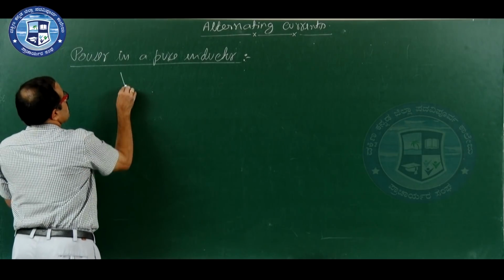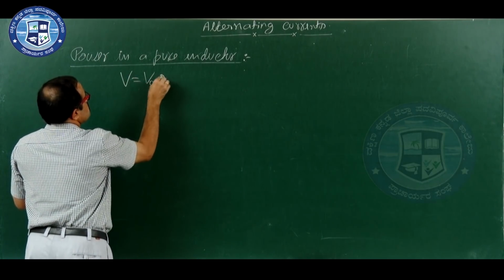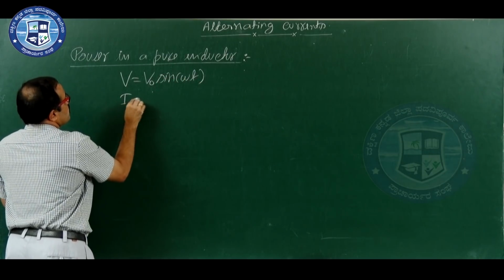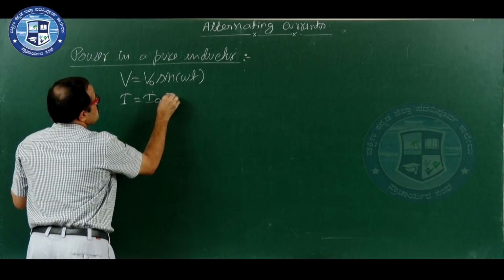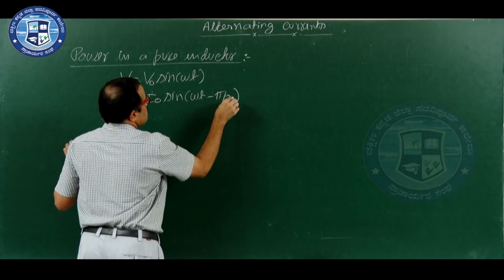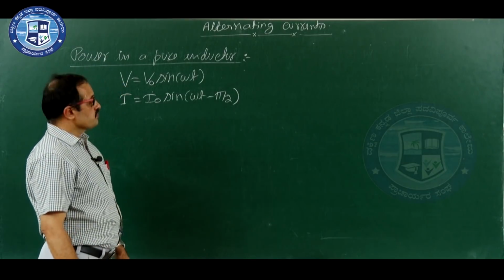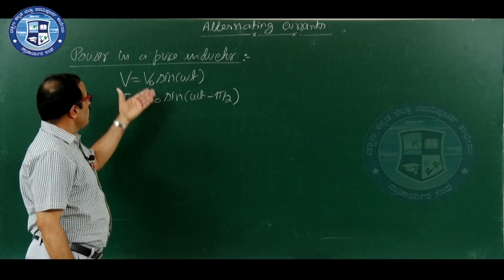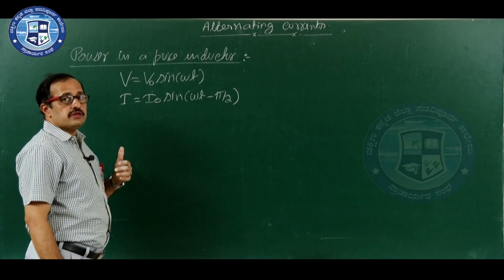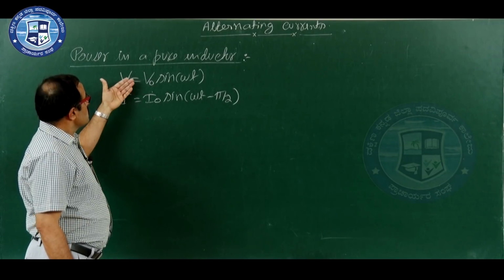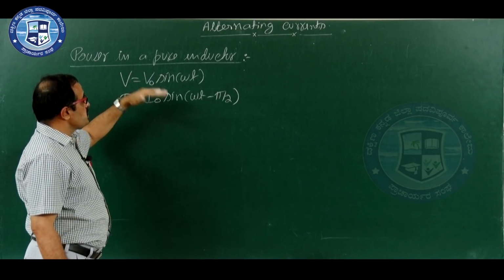Here, the voltage across the inductor is V naught sin omega t, and the current is given by I naught sin(omega t minus pi by 2). These two equations you already know, and we say the current lags the voltage by 90 degrees, or the voltage leads the current by 90 degrees.